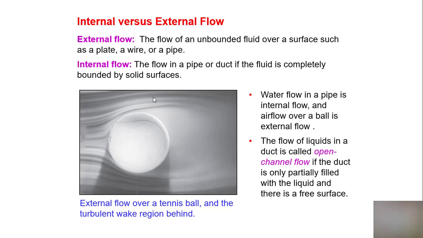So there is a difference between external flow and internal flow. For external flow, we are looking at flow over surfaces, or the flow of an unbounded fluid over surfaces. So which means flow over a plate, a wire, a pipe, a golf ball, all those things, we call them external flows. So in this case, when you're dealing with external flow, we've got what is known as CD, which is the coefficient of drag.